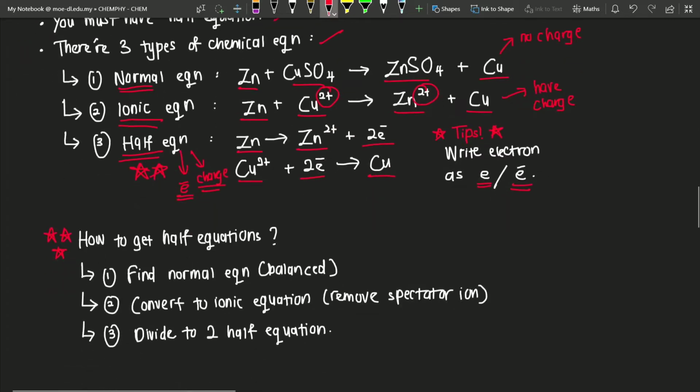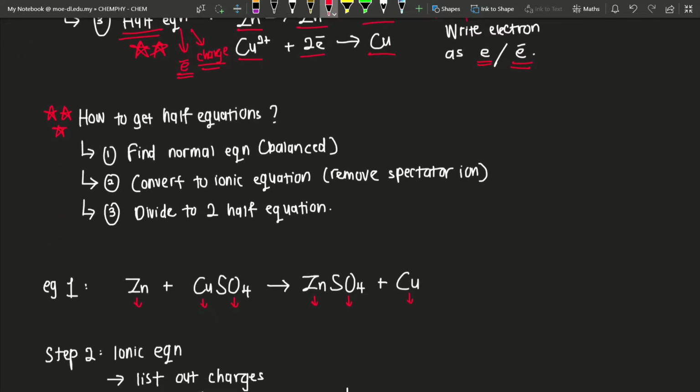Okay, next, how to get half equation. So in this chapter, you really must master the skill to get half equation. You guys memang perlu master gila-gila macam mana nak dapatkan persamaan setengah. So first step, macam mana dapatkan persamaan setengah, you guys kena cari persamaan kimia yang dah seimbang. You guys must find the normal equation which is already balanced.